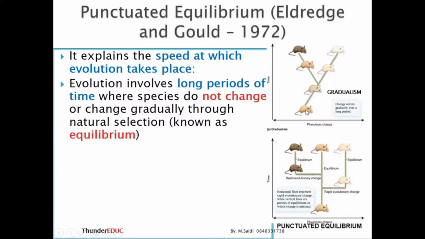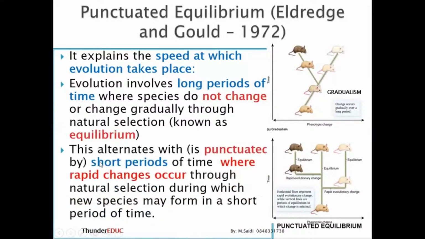Or we can say a period of gradual change through natural selection. A period of no change, they're talking about this, from this point to this point, because these rats are the same. They are not changing. But if you look at gradually through natural selection, then this is the period you are talking about, or this is the period you are talking about. During this period, we call it equilibrium.